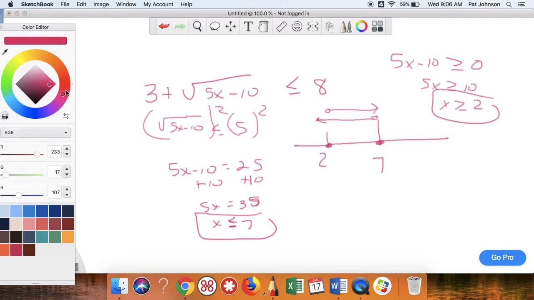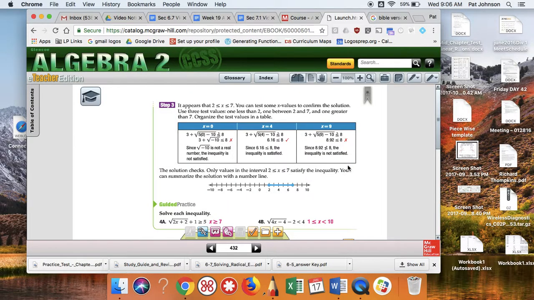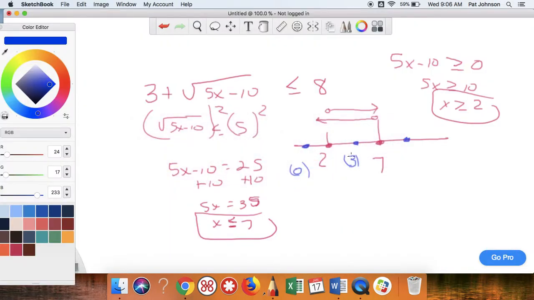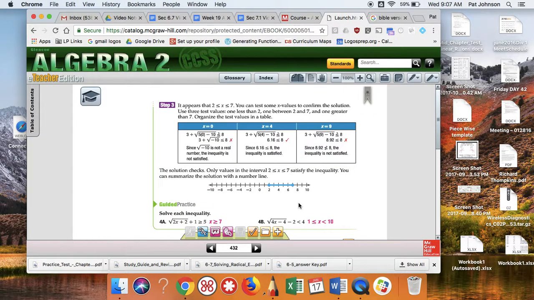So I start with those points, and I'm going to test a point to the left, a point in between, and a point to the right. So here, 0 is obvious. Here I'm going to test 3. Let's see what they did. They tested 4. Okay, so they test 4, and they tested 9. All right, so if we look at the chart, we put 0 in, we get not a real number because we have a negative under the radical sign. So there's not a solution there, to the left of 2.